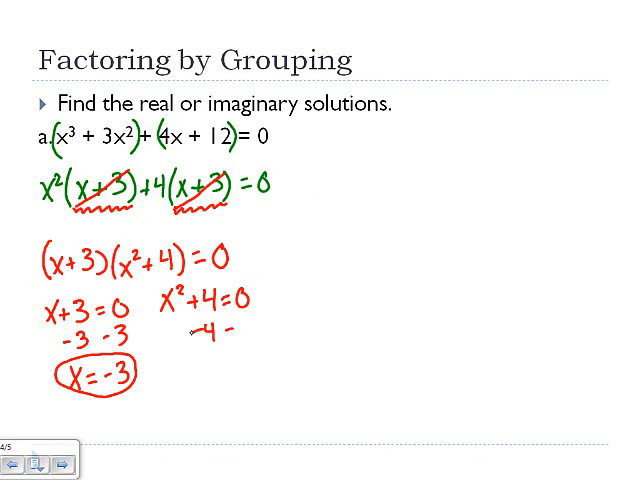So we would subtract 4 from both sides, and we find that x squared equals -4. Then take the square root of both sides, and we find that x equals plus or minus 2i. Don't forget that every square root gets plus or minus. Because it's negative, it will be imaginary, and then the square root of 4 is 2. So there are 2 more answers here, making a grand total of 3, which is the degree of the original polynomial. Remember that the number of answers should always match the degree.